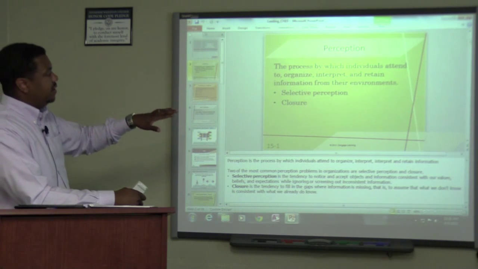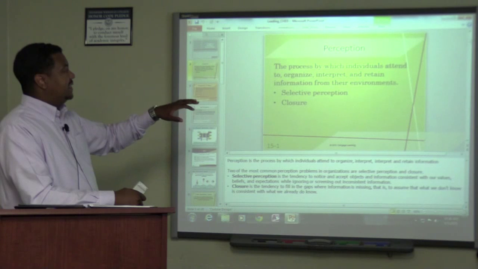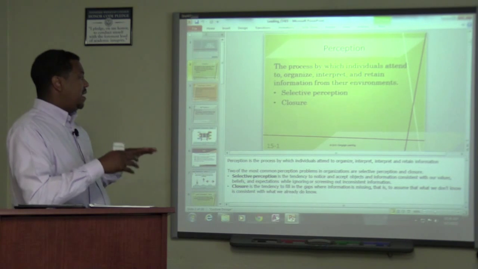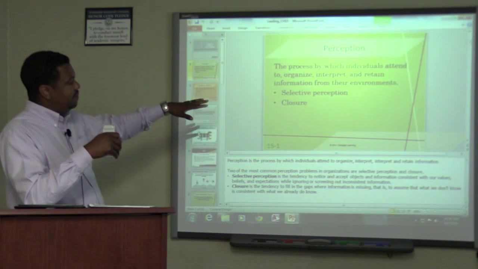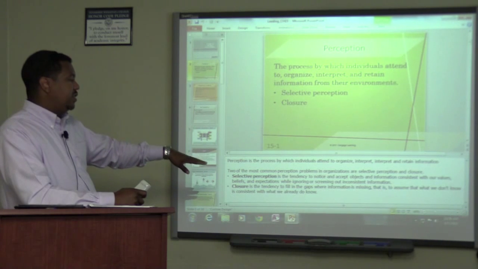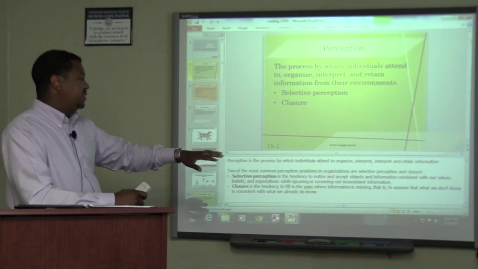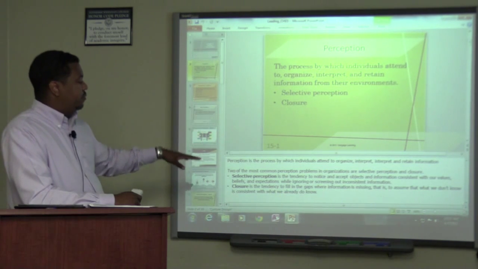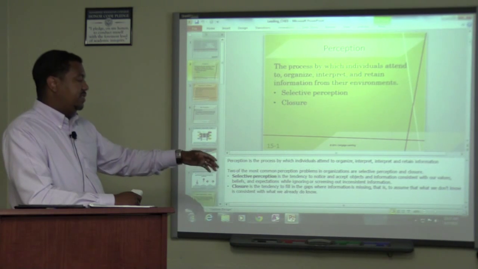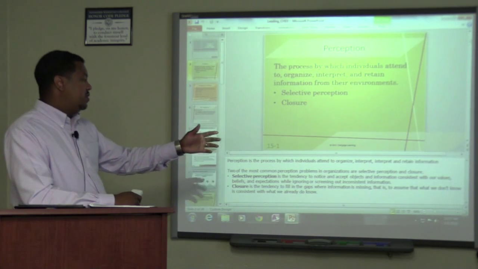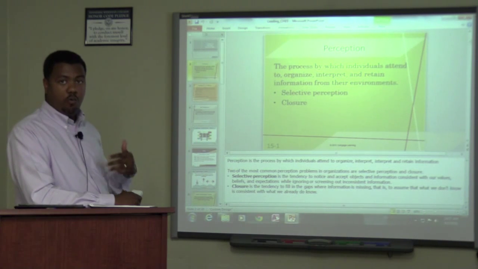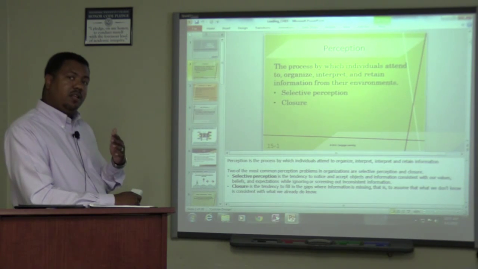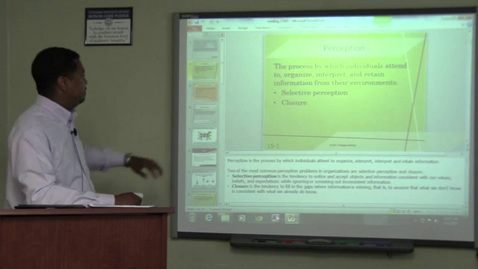Perception is the process by which individuals attend to, organize, interpret, and retain information from their environment. We know individuals tend to have selective perception, which means they tend to focus on or notice information consistent with their own values. And to a certain extent they seek closure, which means they tend to fill the gap where information is missing, assuming that what we don't know is consistent with what we already know. So we want to make sure that our individuals are receiving accurate information in what we're communicating.